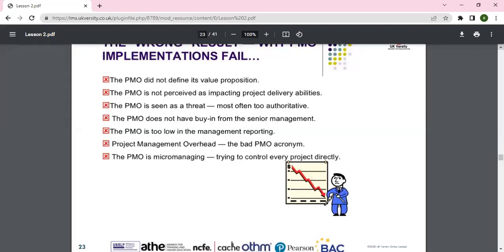So the project managers and planners need to be looked at. PMO is not perceived as inspecting the project delivery. PMO is seen as a threat in most of the alternatives, and we can look around. These are the bullet points.